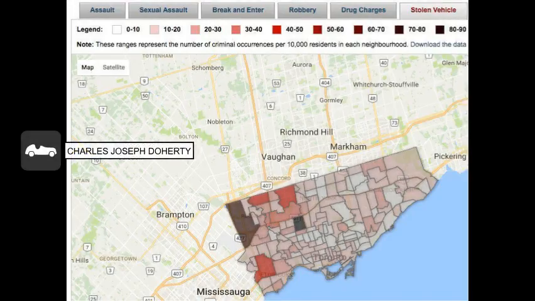Here's a map that shows the different volumes of stolen vehicles within Toronto. Each neighborhood is ranked with a color, with the darker colors having higher volumes of stolen vehicles. This map shows more than just the vehicles stolen within the Project Togo operation.